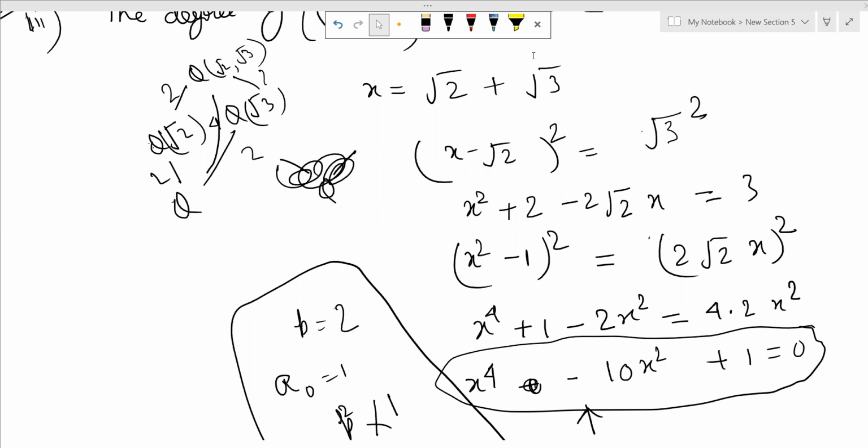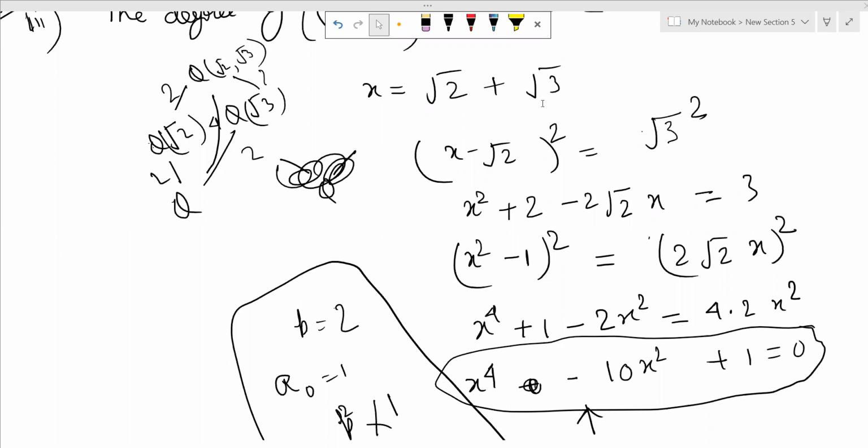Doubts? Baliram, is this clear? Sir, here how can you use Eisenstein criteria? Here, why? 2 does not divide 1. 1 is a naught basically. P does not divide a naught, right?